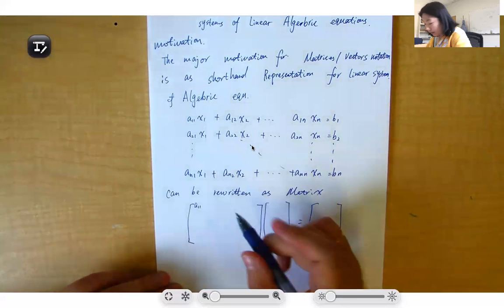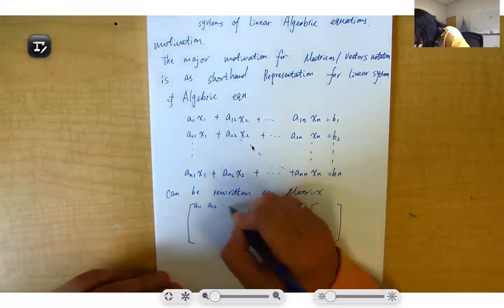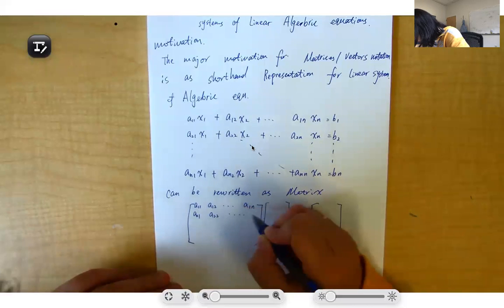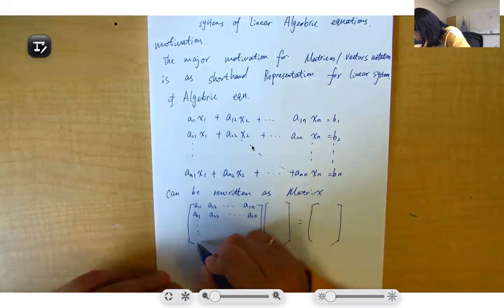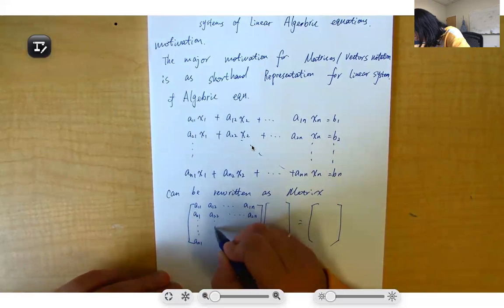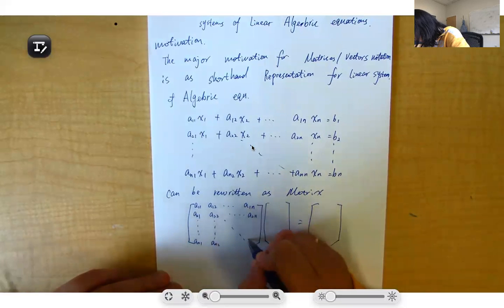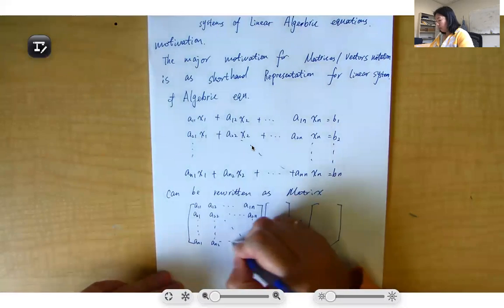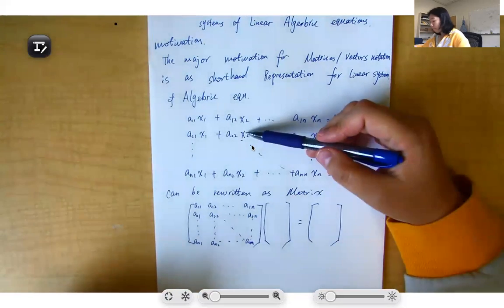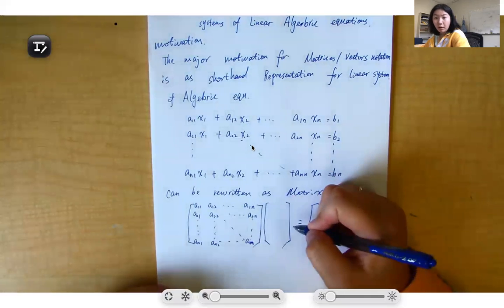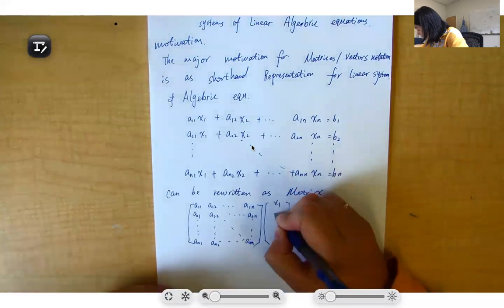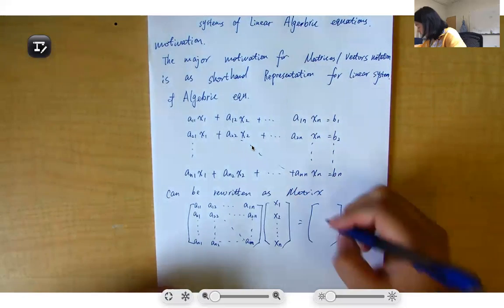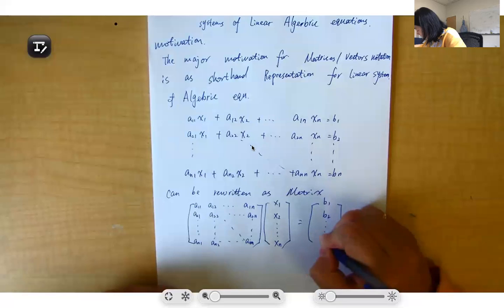So the coefficients are a11, a12, dot dot dot a1n. The second row will be a21, a22, dot dot dot a2n, and you will have an1, an2 until ann. Okay, so that is all the coefficients you write here. You have the independent variables, which are x1, x2, dot dot dot to xn, and that equals the right side, which is b1, b2, dot dot dot bn.